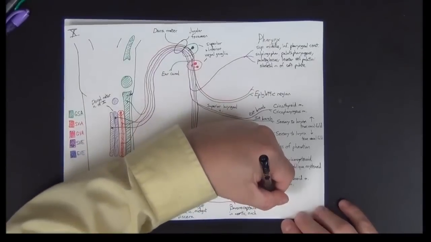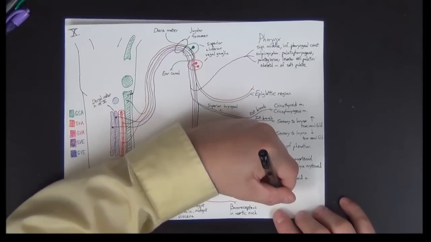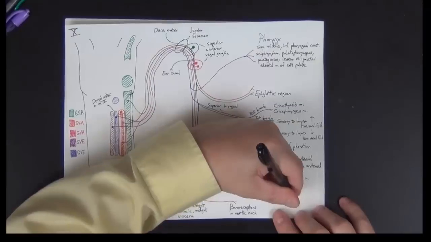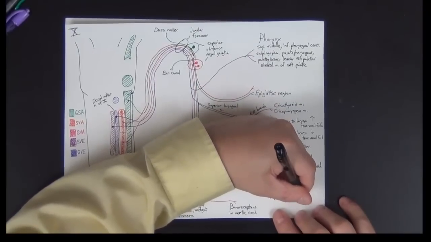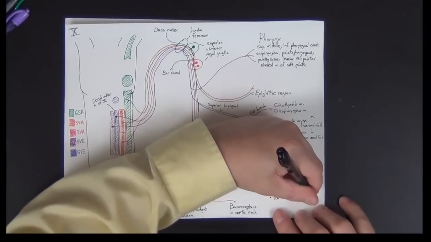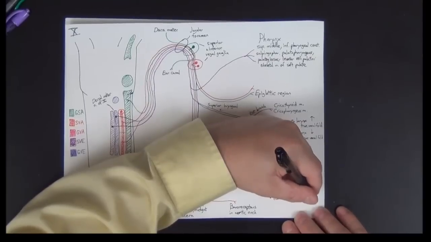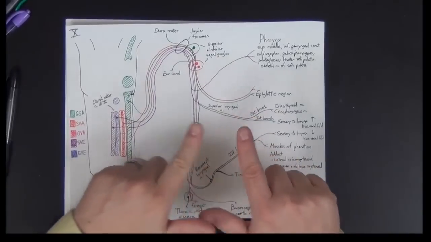And the abducting muscle is the posterior cricoarytenoid. Always spell that wrong. Arytenoid. And this is the muscle that abducts the folds.